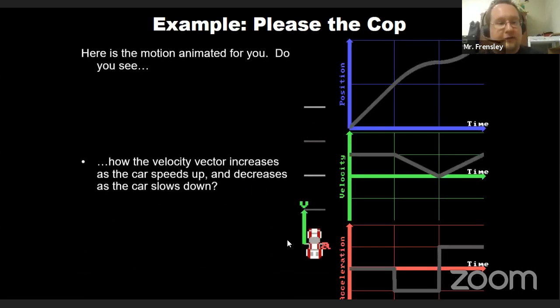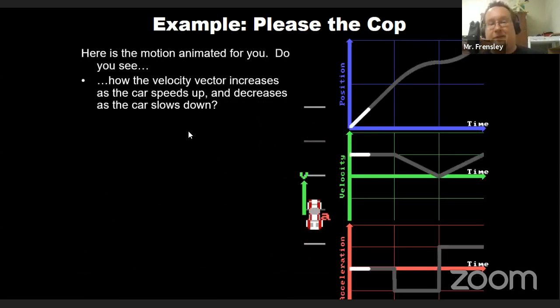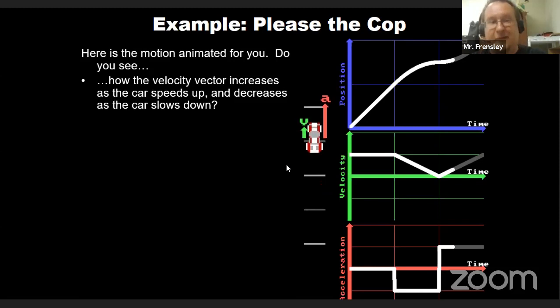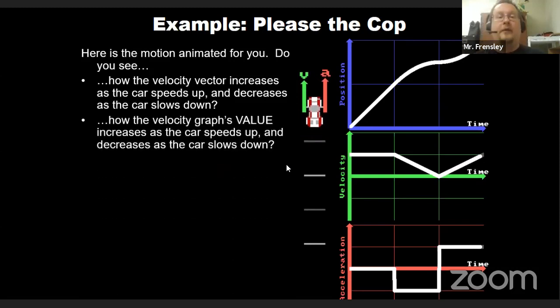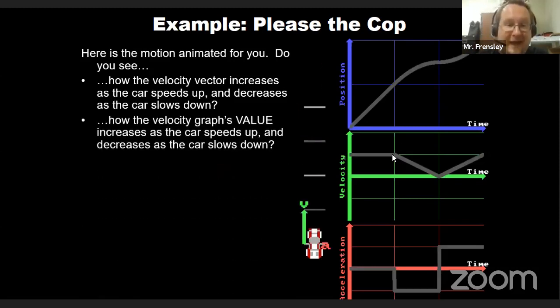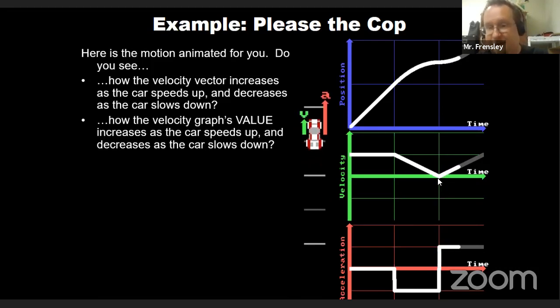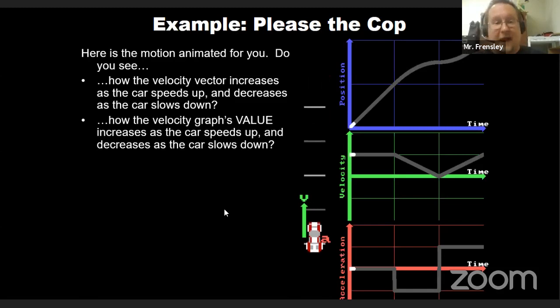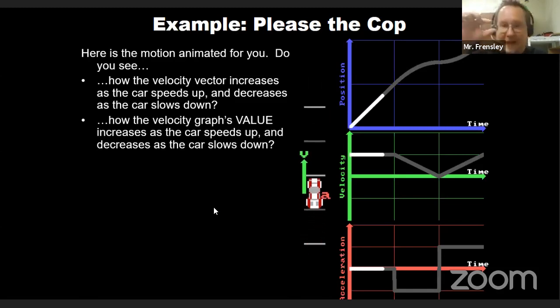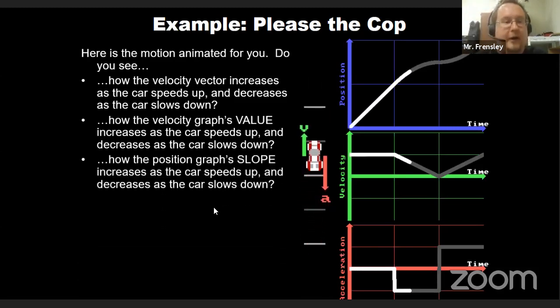So what I want you to notice is that the velocity vector increases at the end when the car is speeding up, and the velocity vector decreases in this middle segment as the car slows down. The velocity graph's value increases for this last segment and decreases for the middle segment as the car slows down. The velocity graph goes down to 0. As the car speeds up, the velocity graph increases in its value. Remember, value is how high up on the graph you are, right?